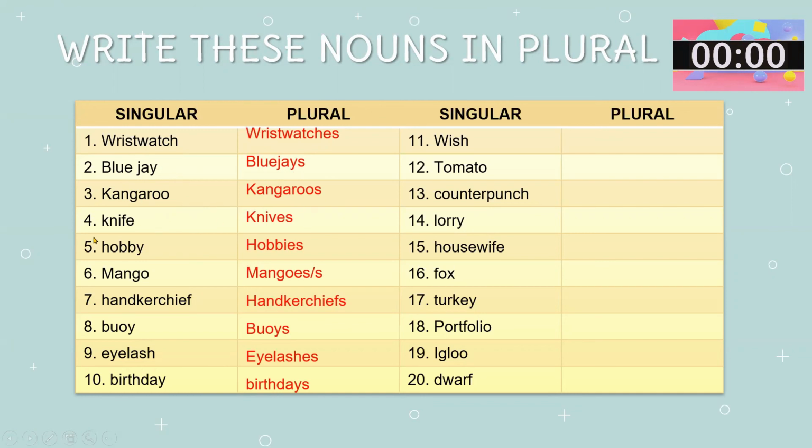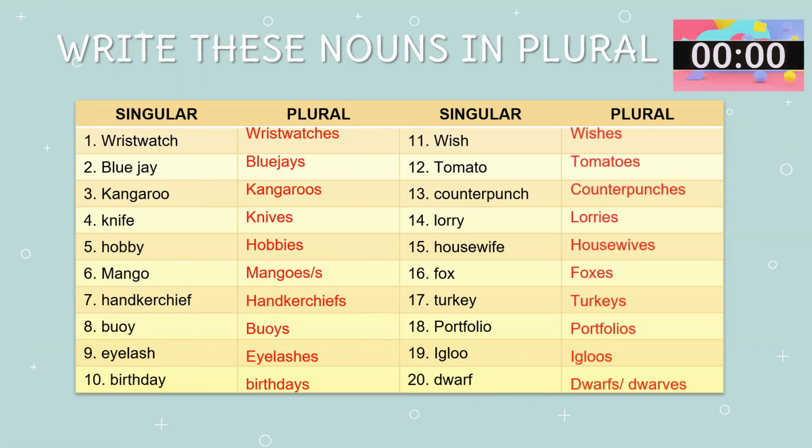to knives, change FE to VES, hobby to hobbies, mango to mangoes, either ES or S, handkerchief to S, boy is just simply add S, eyelash to eyelashes, birthday to birthdays.